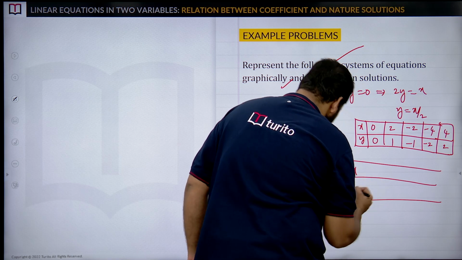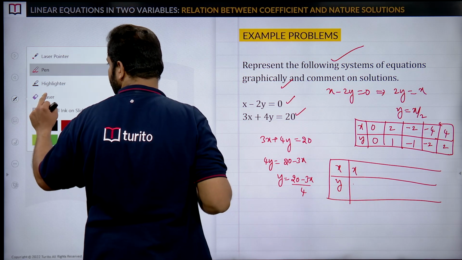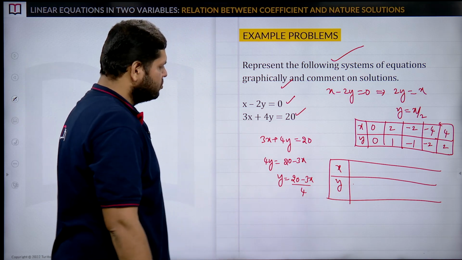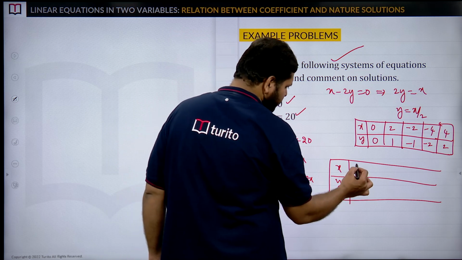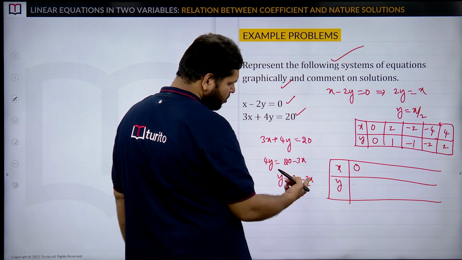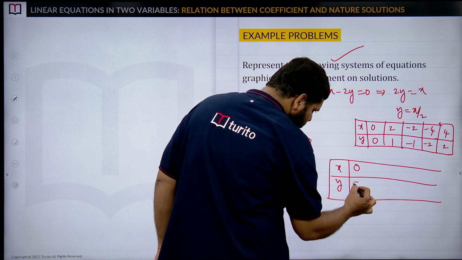So this is x, this is x and y. Okay. First one, children, you can take x is equal to 0. If you take x is 0, so 3 into 0, 0. So 20 minus 0, 20. 20 by 4 is equal to 5. So this is 5.